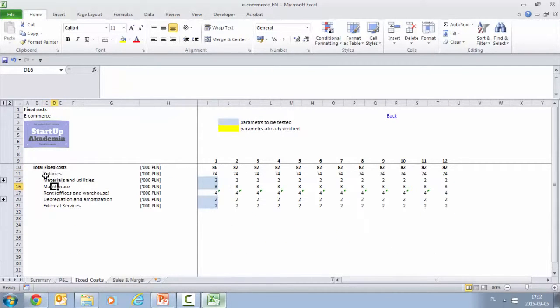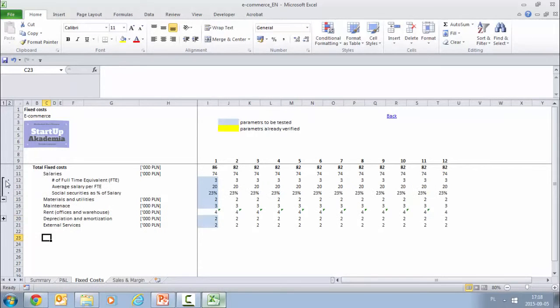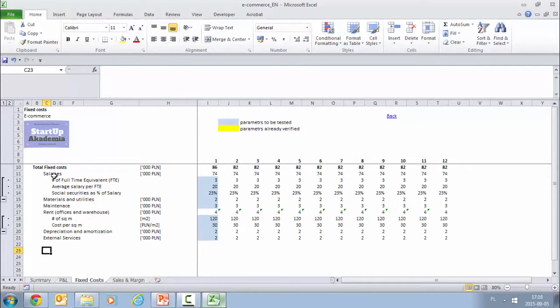In our case, we're going to be using very simple formulas. So we have as cost positions salaries, materials and utilities, maintenance, rent, depreciation, and external services. Out of this, salaries are a little bit more complicated, and then also the rent. For salaries, we are using the so-called FTEs. FTE is a full-time equivalent, and it is much better to use than the number of people, because the number of people is not really a good estimation of your cost.